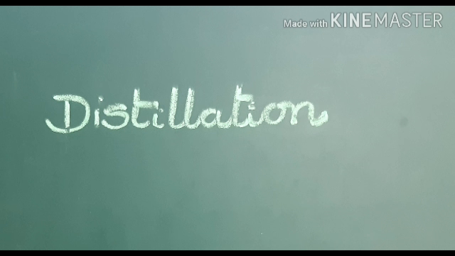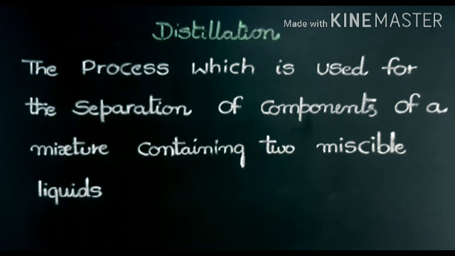Second one is how can we separate two miscible liquids? That is nothing but the distillation process. Now, what is the distillation process? The process which is used for separation of components of a mixture containing two miscible liquids. Two miscible liquids means the liquids can mix in a single phase.